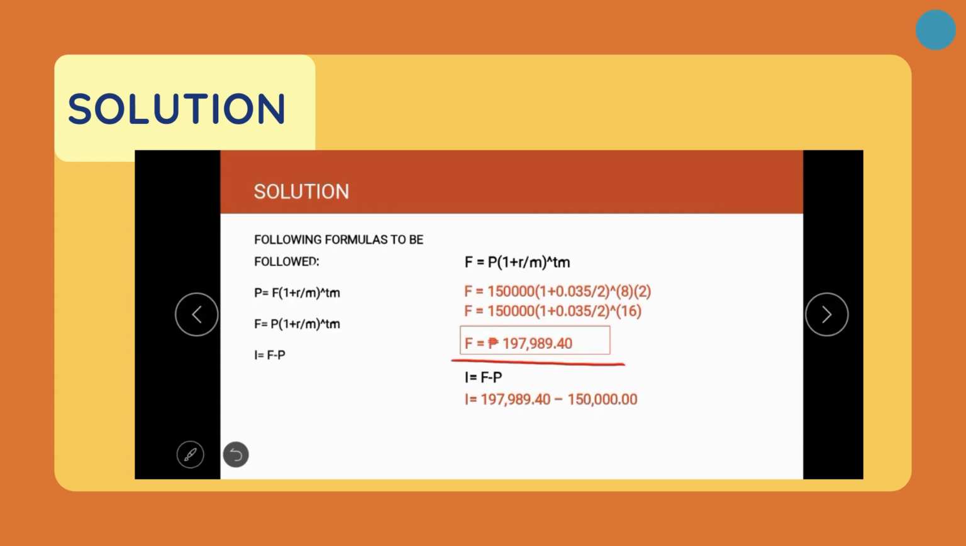Substitution: the future value is 197,989.40 and the principal amount is 150,000. Subtract. The answer will be 47,989.40. So, the amount of future value is 197,989.40 and the compound interest is 47,989.40.